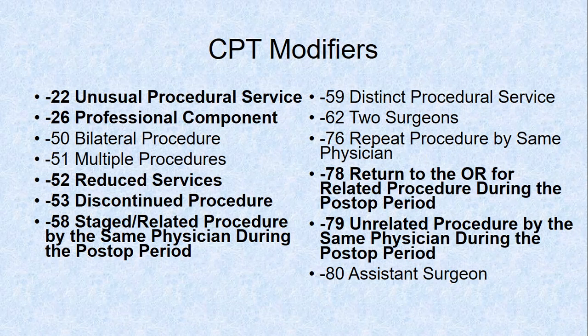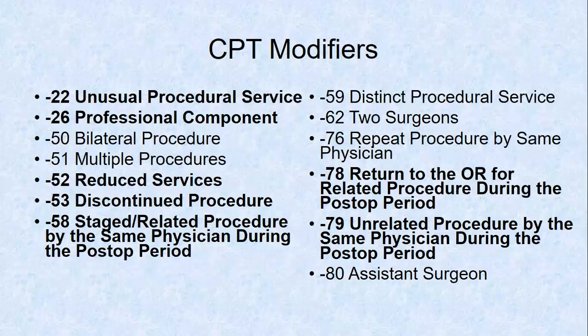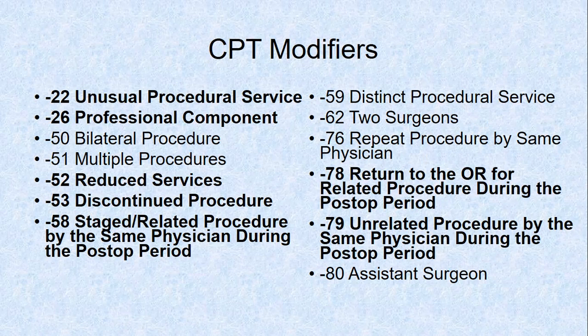Modifier 58 is important. If you know in advance you're going to do a staged or related procedure, you put this on the second code. For example, if you're doing a percutaneous nephrolithotomy, which has a 90-day global, but you also plan on doing an ESWL within that 90-day global, describe it in the original op note. During the percutaneous nephrolithotomy, you say, sometime in the future, I'm also going to do an ESWL. When you do the ESWL, you put modifier 58 to describe that you knew in advance this is going to be a staged or related procedure. Otherwise, you may have trouble getting paid for both procedures.